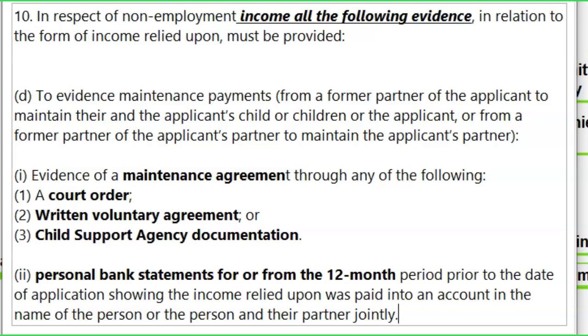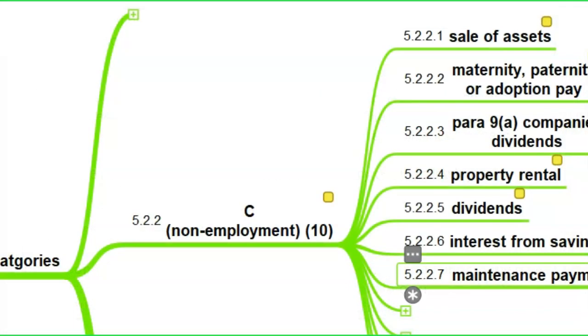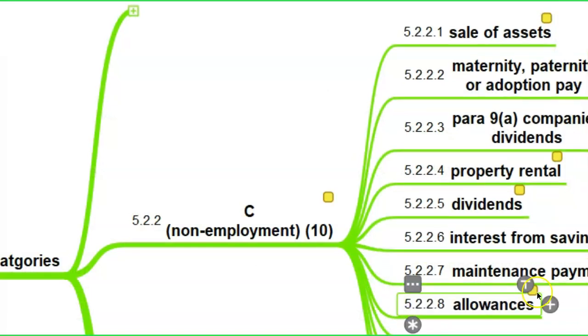The first one is a document reflecting the details of the maintenance agreement. And here they give examples. They say that it can be either a court order or some form of written voluntary agreement, or the child support documentation. And the second one is the standard bank statements for the last 12 months confirming that the income you relied upon was paid into this account, or it can be in your partner's name or in the joint account.